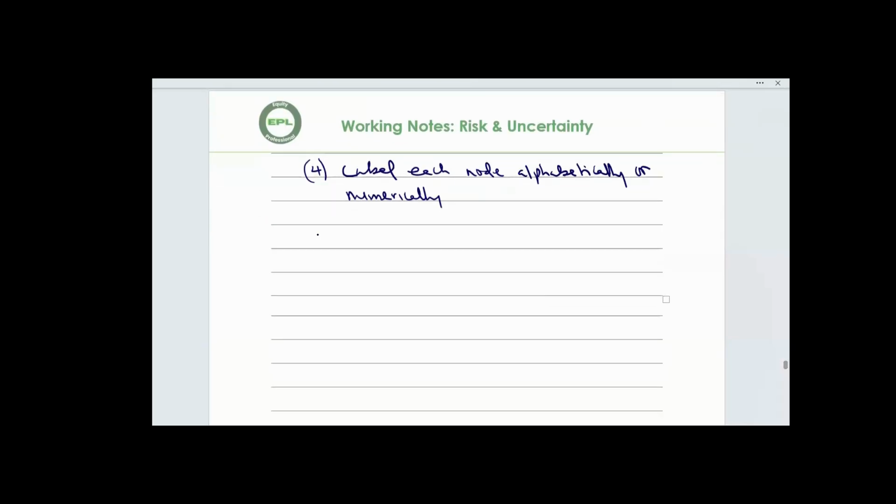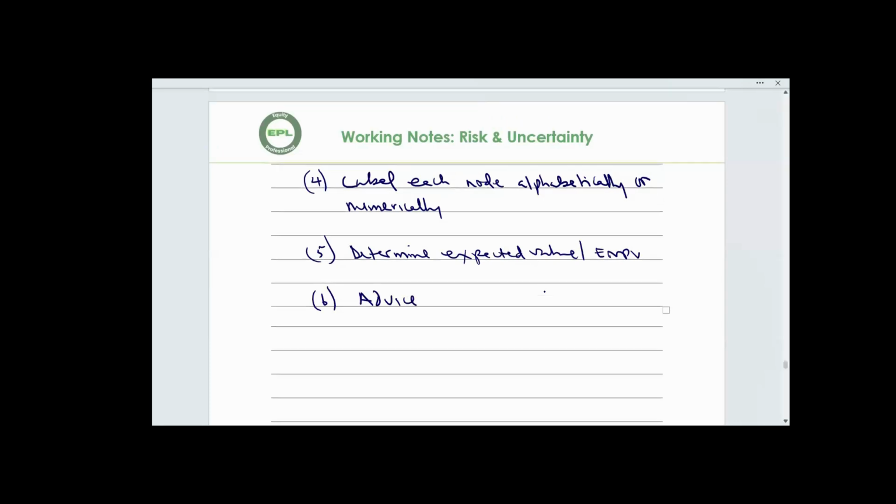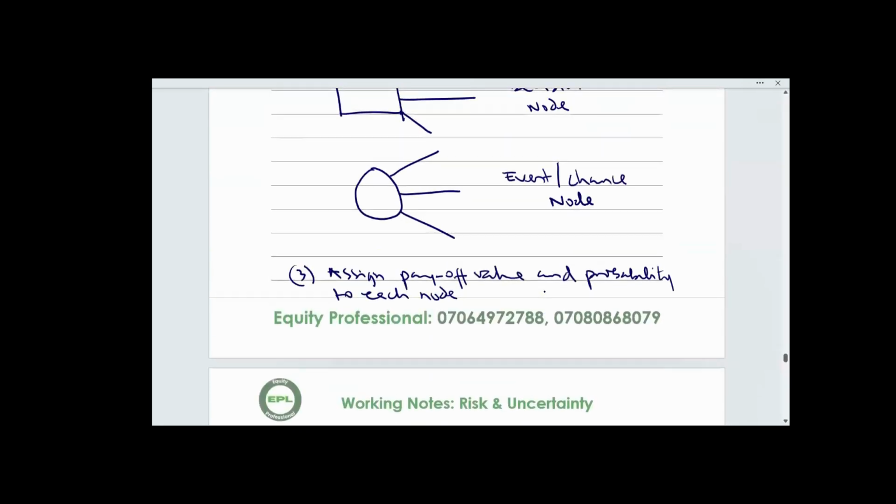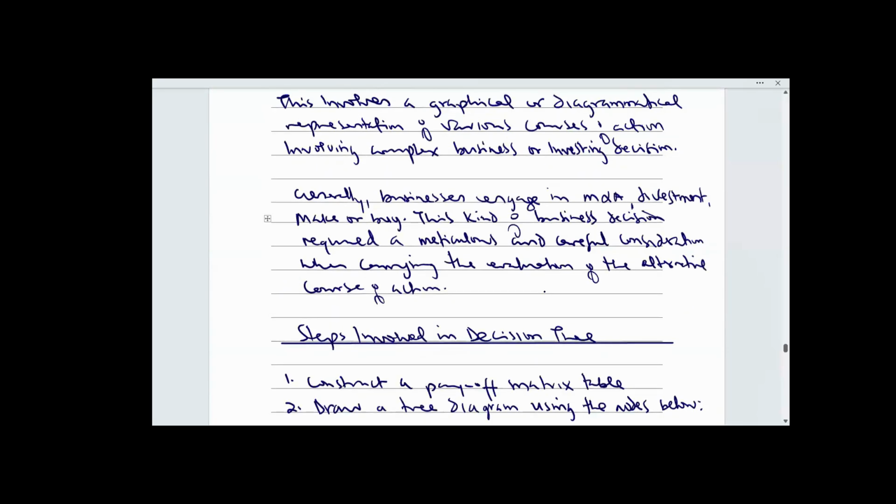Then step 5, determine the expected value or expected NPV. Because of time, let's stop at 6. Then step 6, advice on the alternative course of action to be taken or to be selected. All right, so this is it. This is the decision tree.